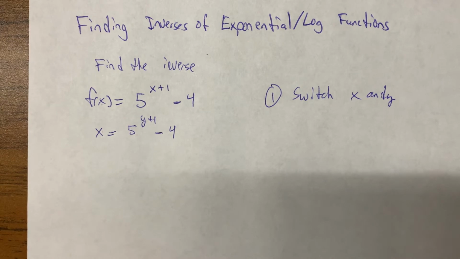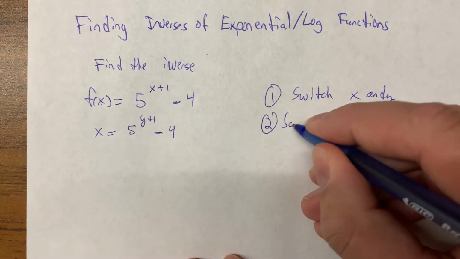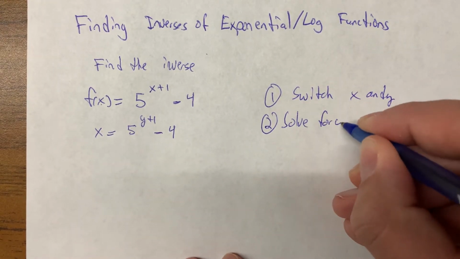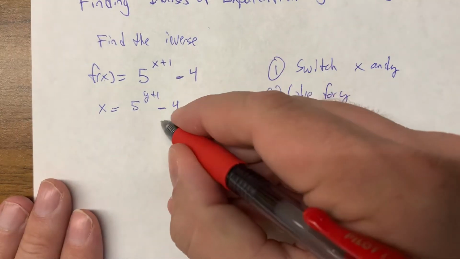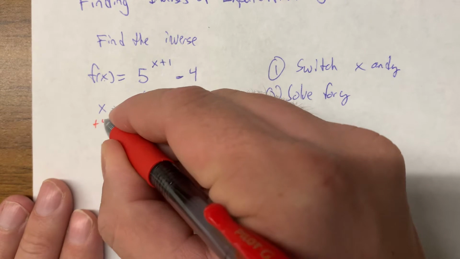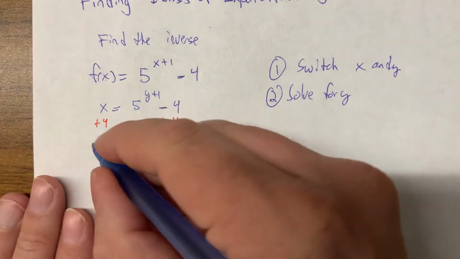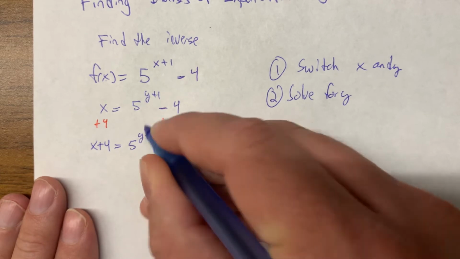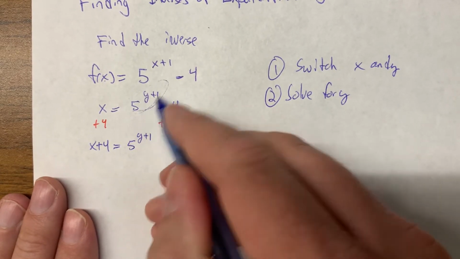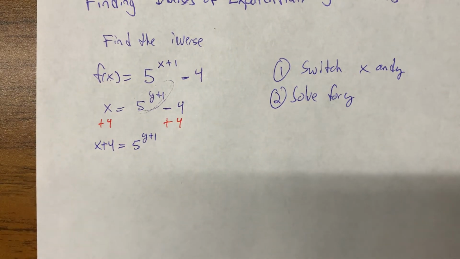Everything else stays the same. And then step 2, solve for y. This is no different than the directions were at the beginning of the year when we were finding inverses. We just have a different kind of function, exponential functions, which we know how to solve now. We get the exponential by itself. We've now isolated the exponential. Here's that exponential: something to a power that has a variable in it.